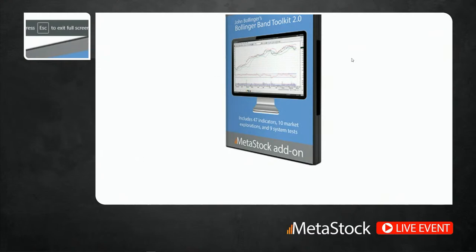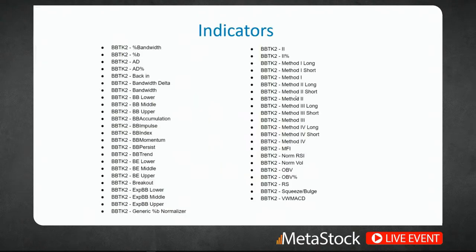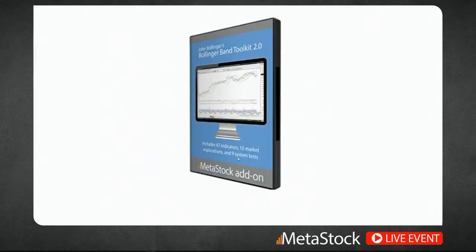The John Bollinger Band Toolkit is based on the book Bollinger on Bollinger Bands, which I have a copy of right here. In it, he talks a lot about the formulas. It's a very extensive add-on: you can see right here, it's got 47 indicators, 10 market explorations, 9 system tests, and 4 different methods that are included as expert advisors.